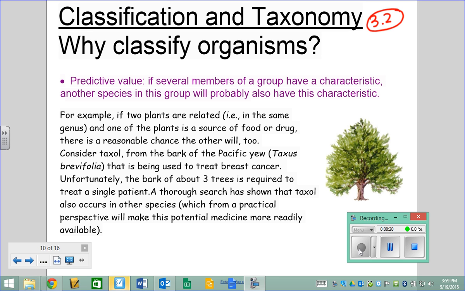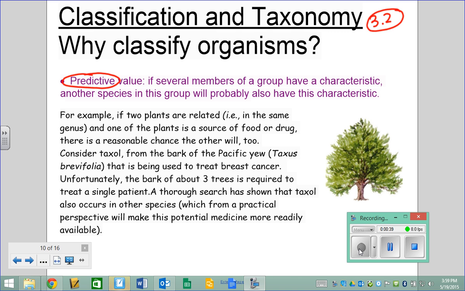Now this first little bit is sort of glossed over in your textbook, so I feel like we need to add it in a little bit. But we're talking about why we would classify an organism. What is the purpose? So why do I need to know that this is a plant and this is an animal? What's the reason? Well, one of the reasons is that it's predictive.